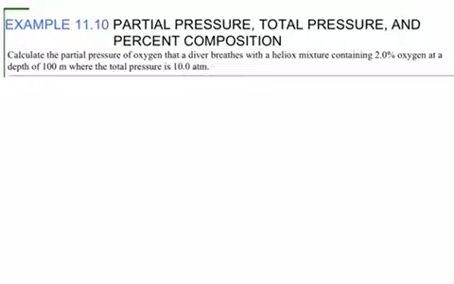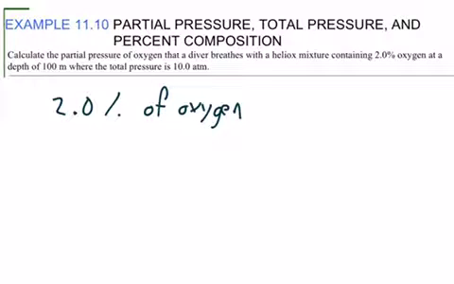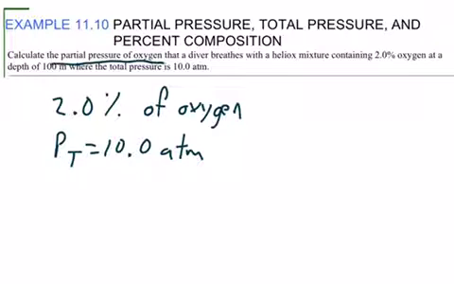Let's go to the third one here. Third one's a little different. They want to know the partial pressure of oxygen that a diver breathes with a heliox mixture containing 2% oxygen. Okay, and it is at a depth of 100 meters. As you go deeper into the ocean, the pressure does increase. And they do tell us that the total pressure is 10 atms. So this one is set up a little bit different. What we're asking is, what would be the partial pressure of the oxygen? So we want basically just the oxygen.